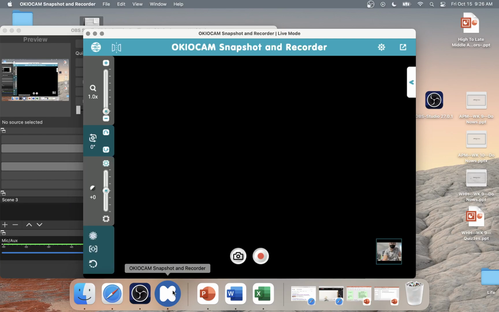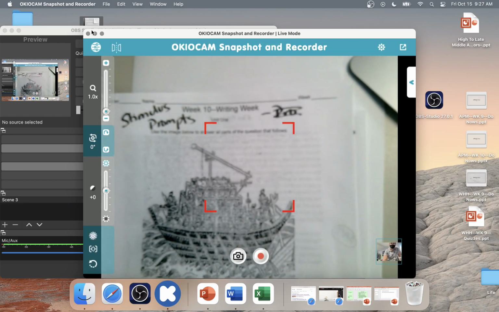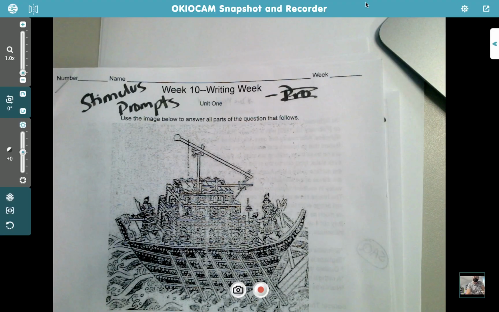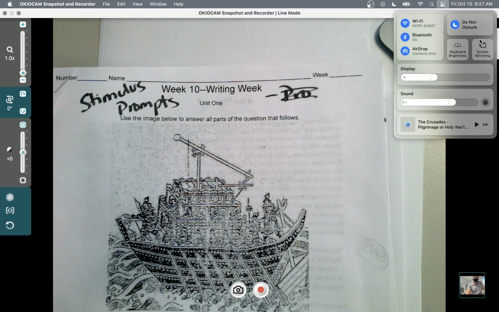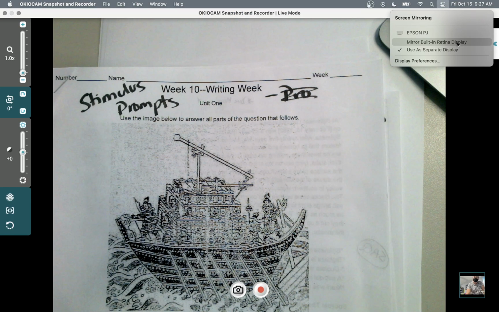So please open up your stimulus prompts, ladies and gentlemen. On your stimulus prompts, you are opening up to Unit 2. Open it up to Unit 2. This is what the question looks like. You are doing the SAQ. It has 3 parts. Is everyone clear on that?